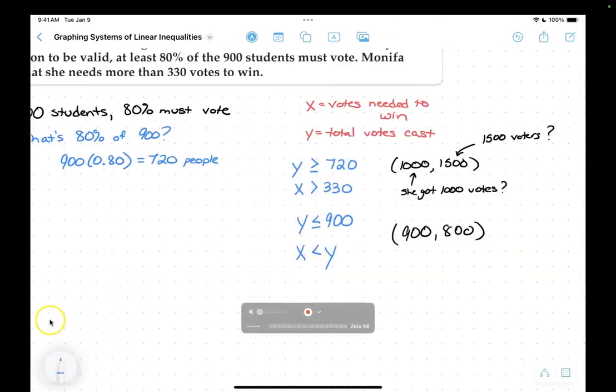Okay. And so that is how you take a word problem, get the answers, and then check to make sure that your answers make sense.